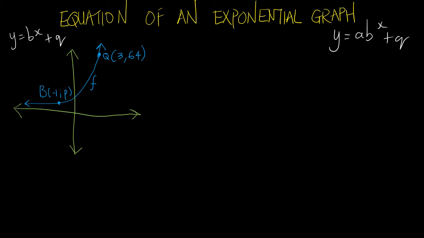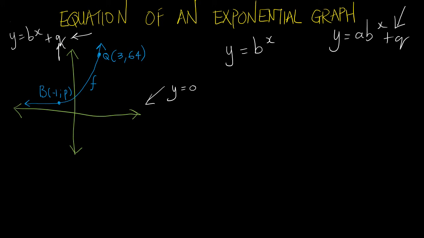So keeping that in mind, we know that your q value is the asymptote. Now looking at this example, we see no asymptote shown here. So we know that the asymptote will be your x-axis, and at the x-axis y is equal to 0. So that means this amount here is 0. So we'll be using the rest of the equation. So we'll have y is equal to b to the power x.